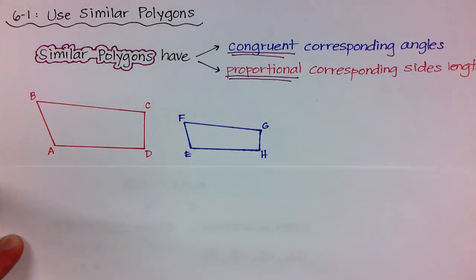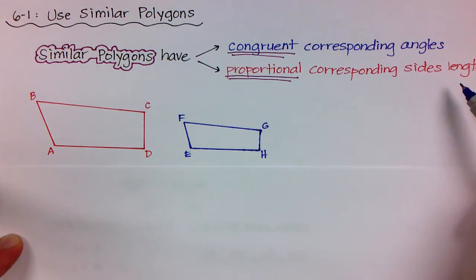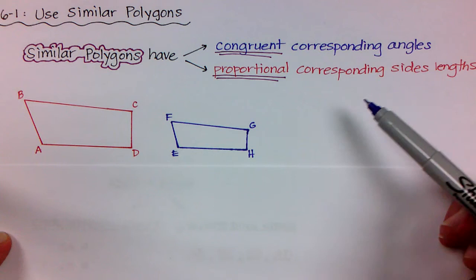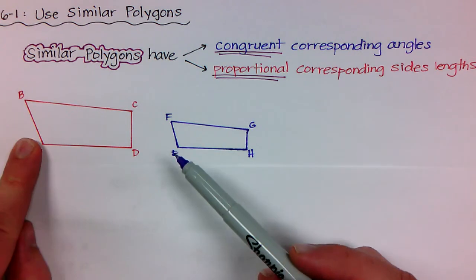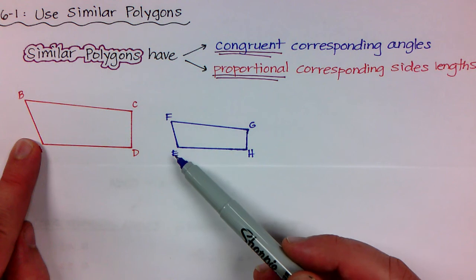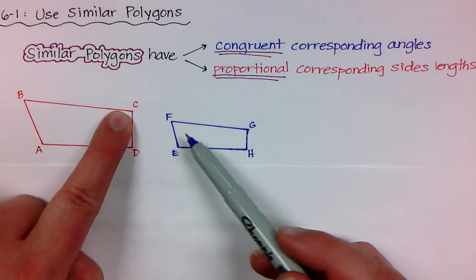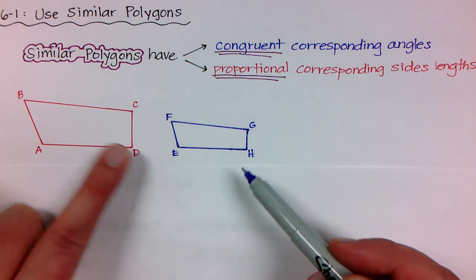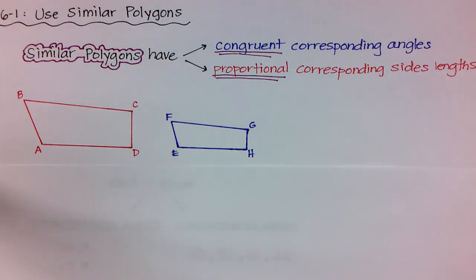The second part is that they have proportional corresponding side lengths. So what that means is that when I make a ratio, when I compare one side to another side by dividing them, it's going to be the same ratio that I get if I divided BC divided by FG, or CD divided by GH, or AD divided by EH. All of those would give me the same ratio, the same number.